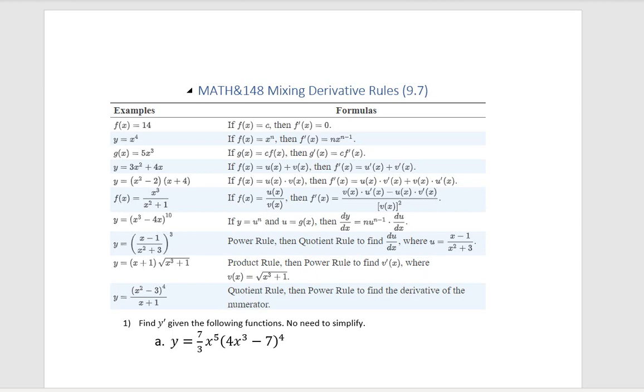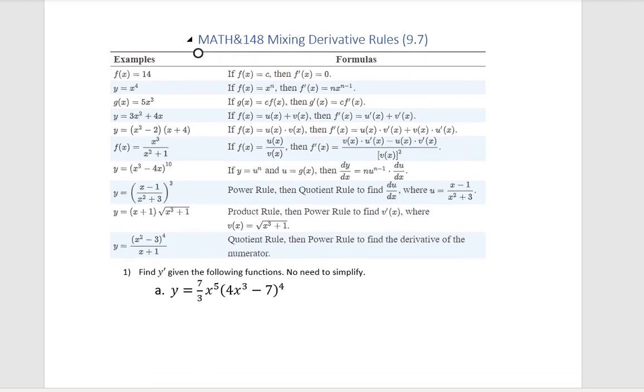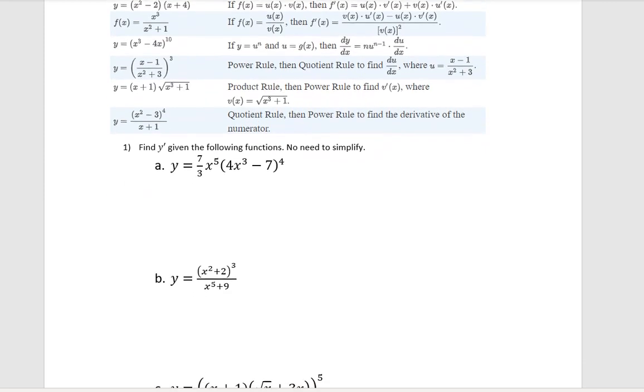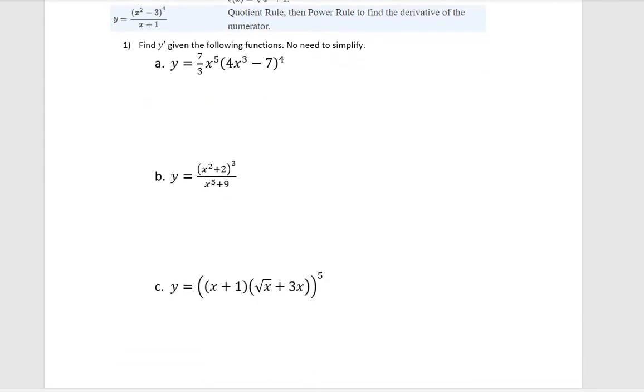Today we're going to be doing section 9.7, which is going to be mixing derivative rules. So what happens when you have to do more than one derivative rule at a time? Now, at the very top, I've pulled some examples straight from the book and put them here so that you can reference them. So let's go ahead and get started.